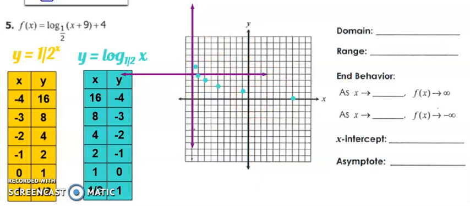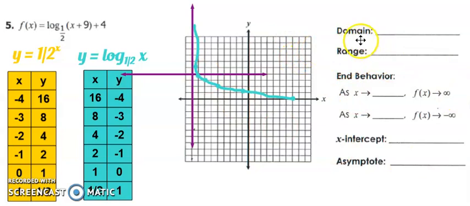Alright, so now that I've got that taken care of, I'm going to go ahead and connect these points to create my log function. This is a little tricky doing it on the computer, but basically this is what our log is going to look like. That right there incorporates the moving to the left 9 and up 4. Alright, now that we got the graph, let's go to our characteristics.